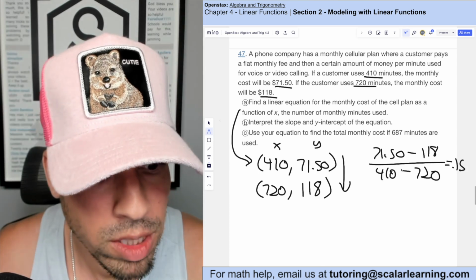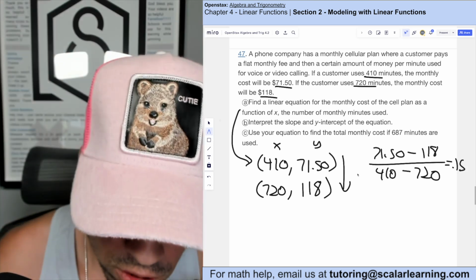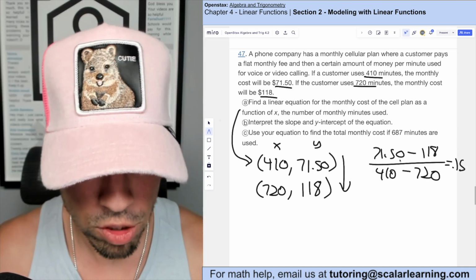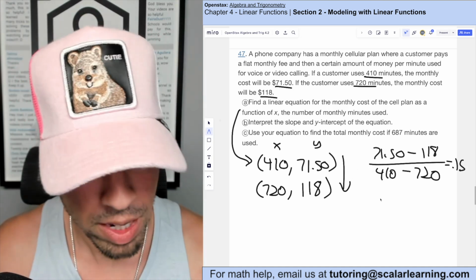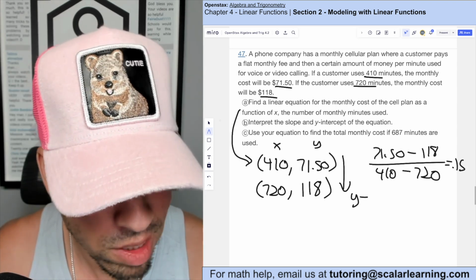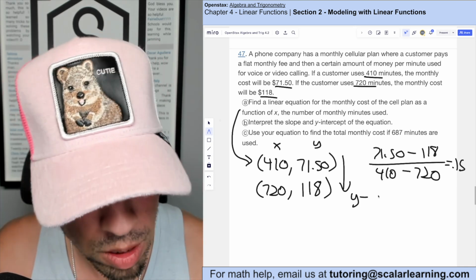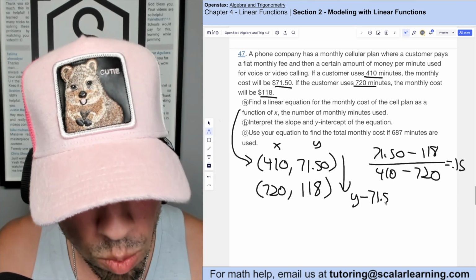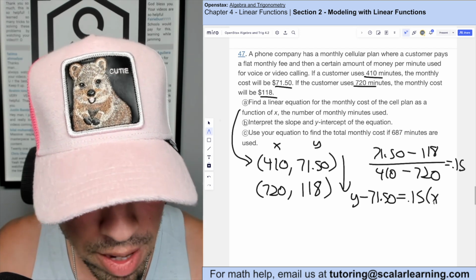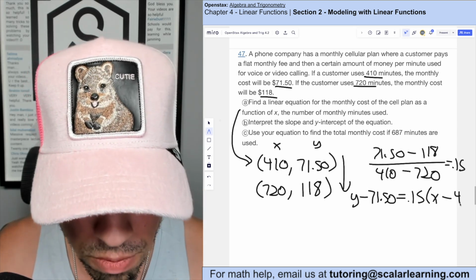And the last thing we need to do is we need to know the y-intercept. Well, they don't give us the y-intercept, meaning, you know, what's the cost if you have 0 minutes. So we're going to use point slope and get there on our own. So again, we're going to start with y minus, I'm going to choose the top coordinate, it's arbitrary, y minus that y value of 71.50 for point slope equals my slope times x minus that corresponding x value of 410.